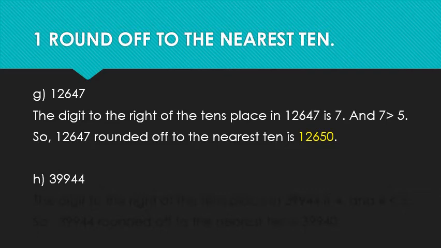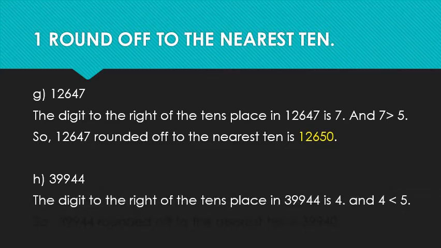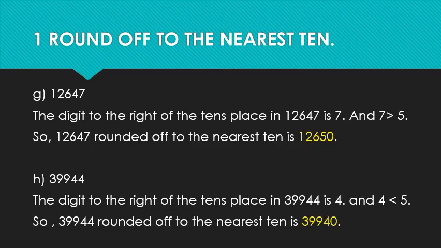Now let's do one more question. 39,944. In this number again the digit at the 10 place is 4 and the digit to the right of the tens place is 4. But 4 is less than 5, so we will not change the digit at the 10 place. It will remain 4, and we will replace the digit to the right of the 10 place, that is 4, by 0. So 39,944 rounded off to the nearest 10 is 39,940. Clear, children?